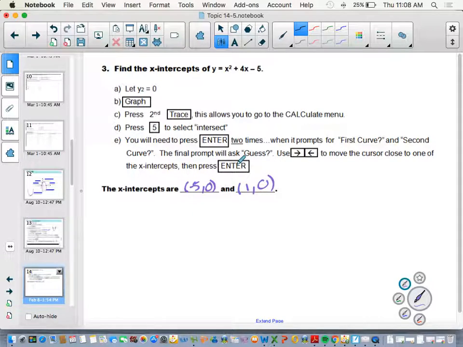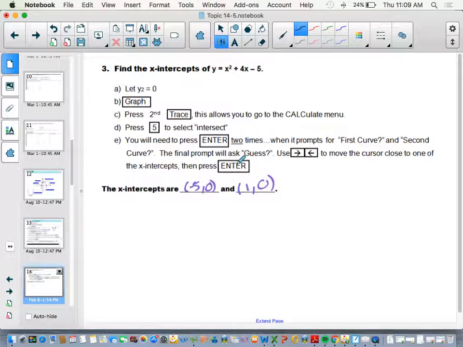Press second trace again. But this time I want you to use your arrow to scroll close to the other one, the one you didn't get. So if you got -5, scroll close to the one that's not at -5. If you got +1, scroll close to the one that's not at +1. So you do a second trace again.